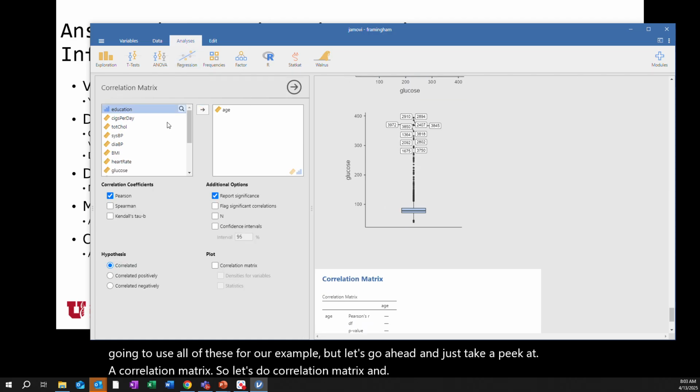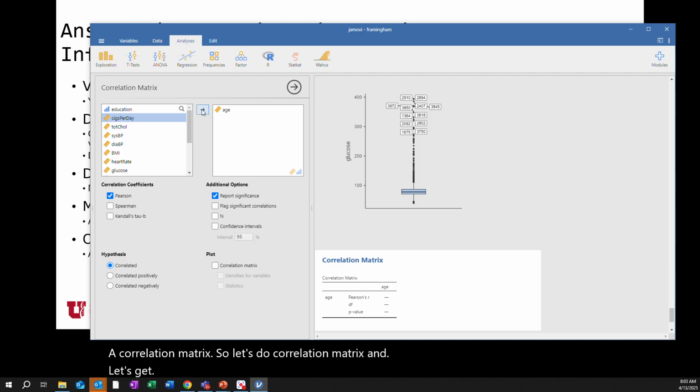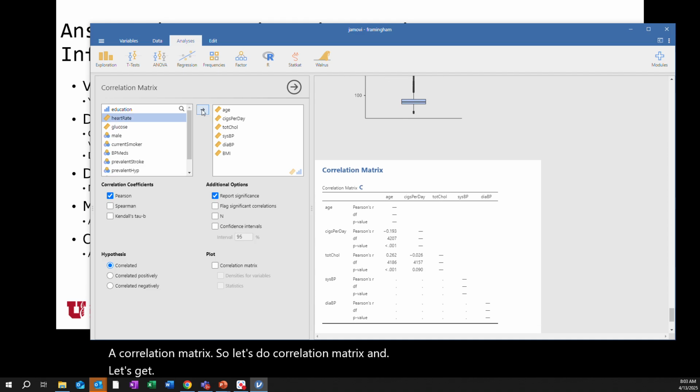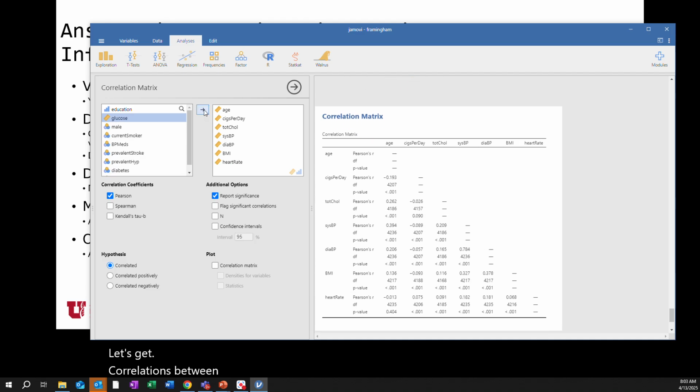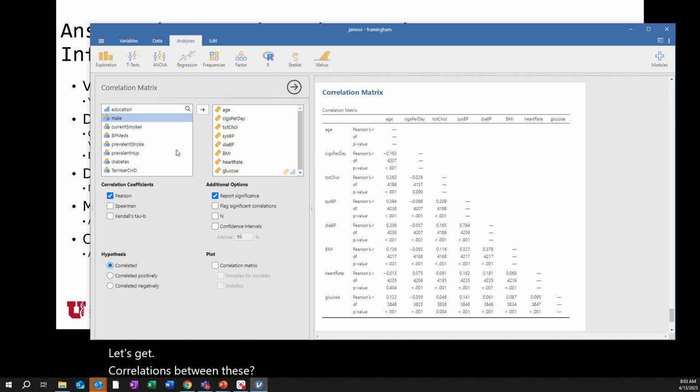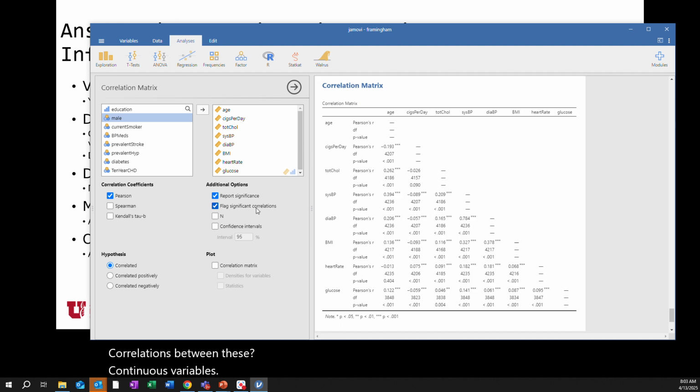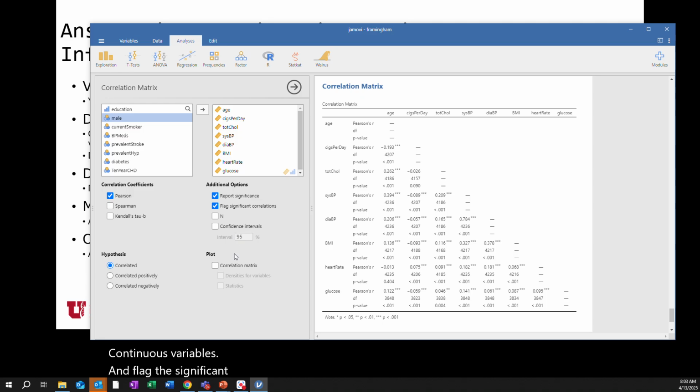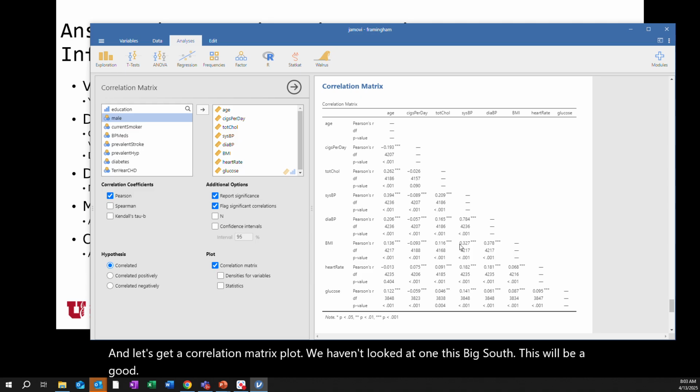Let's get correlations between these continuous variables, and flag the significant correlations, and let's get a correlation matrix plot. We haven't looked at one this big, so this will be a good example.